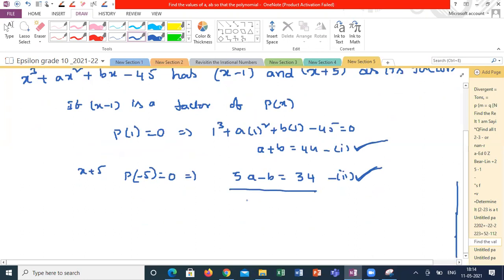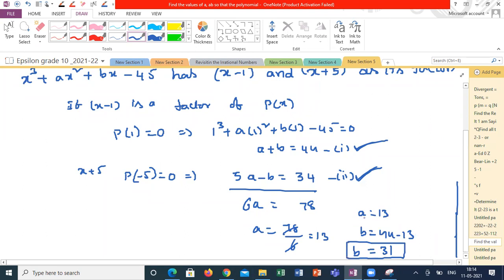If I add these two, I will get 6A is equal to 78. So A is equal to 78 by 6, 13. So A is equal to 13. So B is equal to 44 minus 13. That will be 31. B is equal to 31, A is equal to 13. This is the answer.